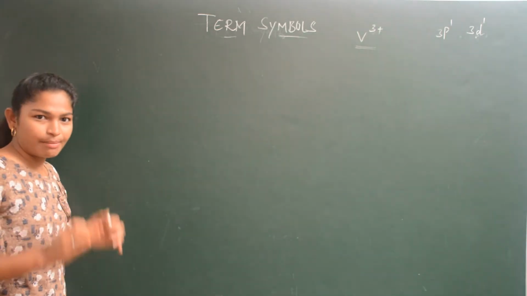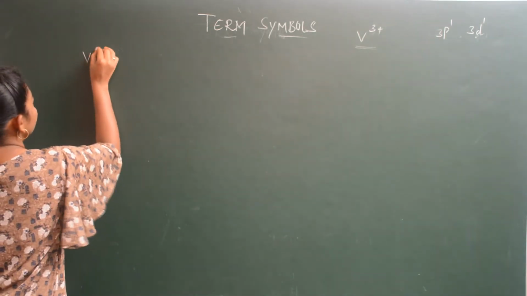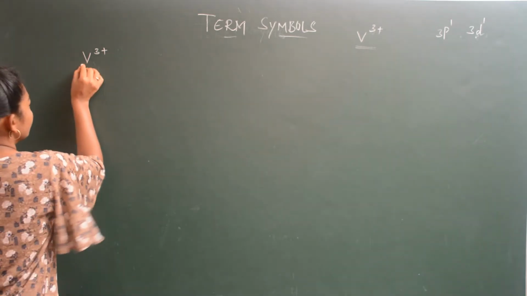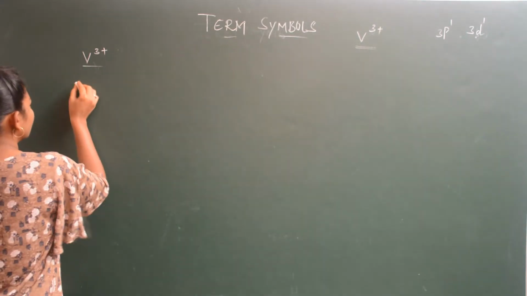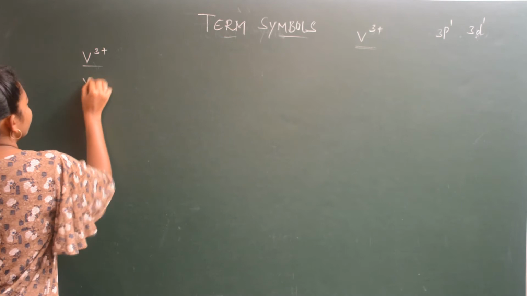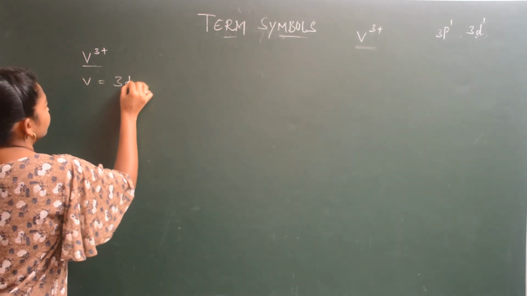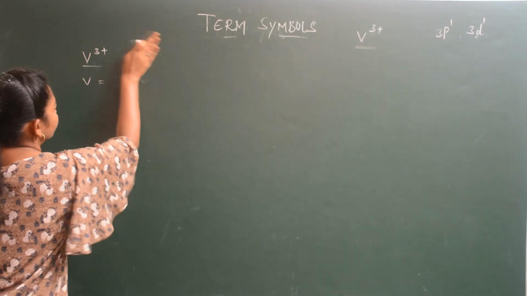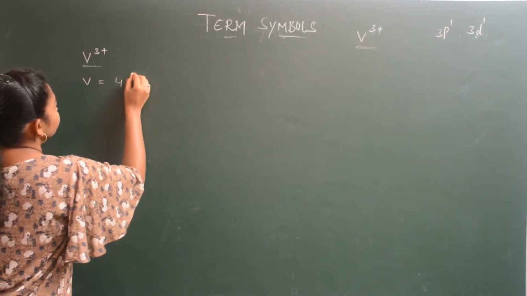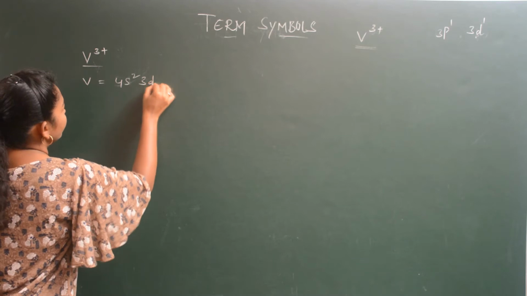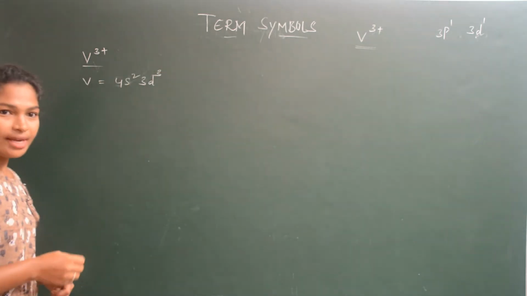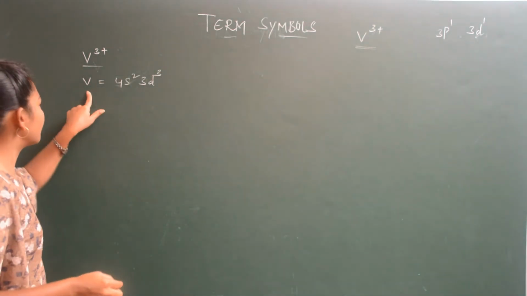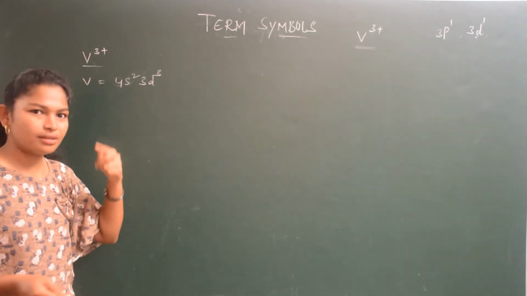Just observe step by step. Okay, vanadium 3 plus. In this, what is the outer electronic configuration? Vanadium is 23, so the configuration will be 4s2, 3d3, something like that.